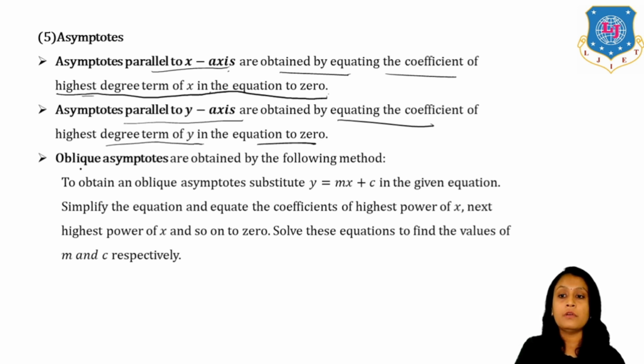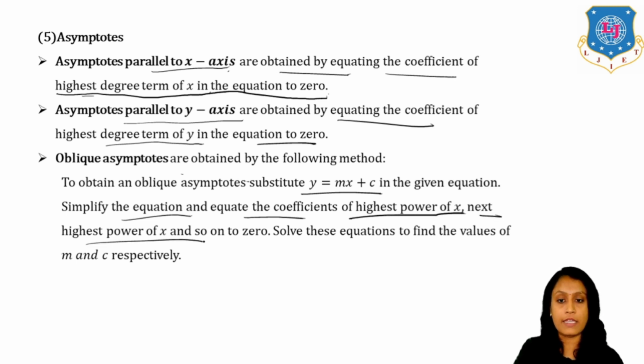Now oblique asymptotes are obtained by the following method. To obtain an oblique asymptote, substitute y is equal to mx plus c in the given equation. Then simplify the equation and equate the coefficients of the highest power of x and the next highest power of x to 0. By solving these equations, we find the values of m and c respectively. After finding m and c, substitute them back in y = mx + c, and you will get the oblique asymptote.